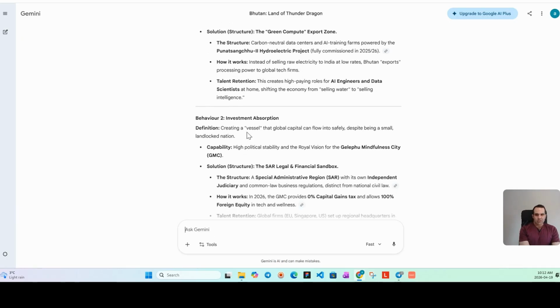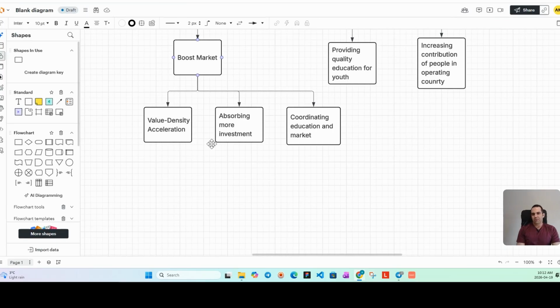So one strategy or one solution here is, the direction of the arrow is reversed, as you can see, because this is a solution. Developing data centers, because they have too much electricity. So if we develop data centers or other companies that need electricity, we can boost the market.